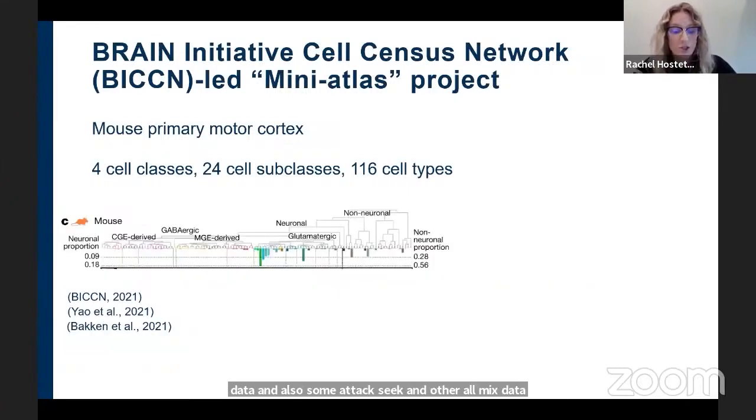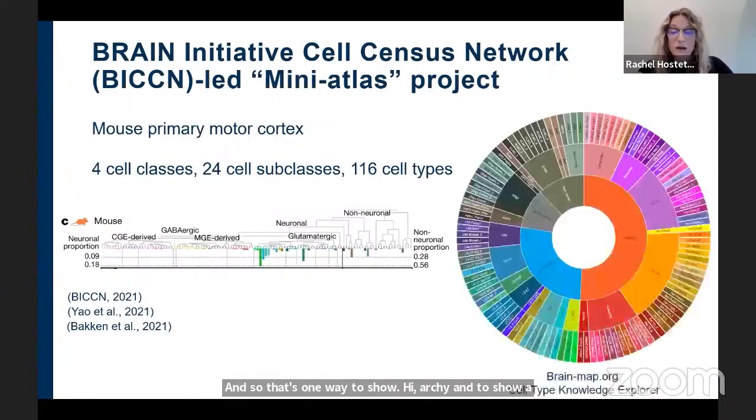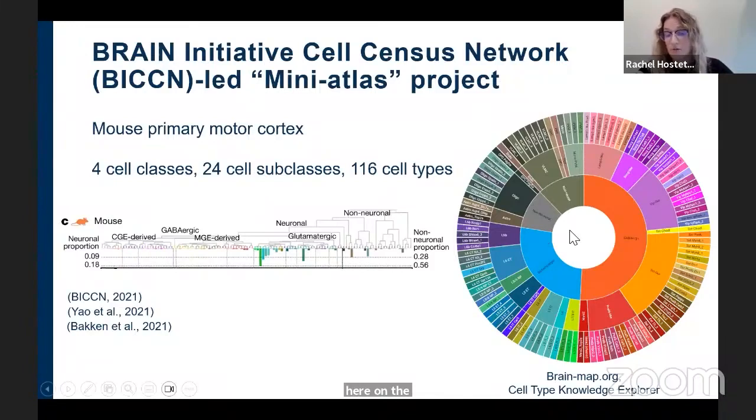And so that's one way to show hierarchy and to show a taxonomy, is through this display here called a dendrogram. Another way is through a sunburst plot. So the sunburst plot here on the right is showing the same exact data here on the dendrogram, but it's just showing it in a different way. So here in the sunburst plot, this is also showing hierarchical relationships.